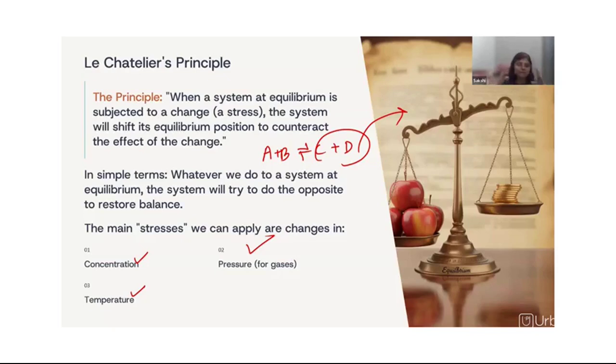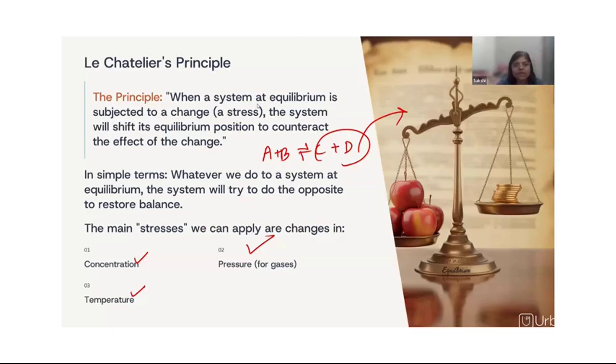So let us understand what it says. In the exam, it is asked to write down the definition of Le Chatelier's principle. It says that when a system is at equilibrium and is subjected to a certain change, that is, a change in concentration, pressure or temperature, the system will shift its equilibrium position to counteract the effect of the change. That means the system will shift its equilibrium such that it restores the balance.